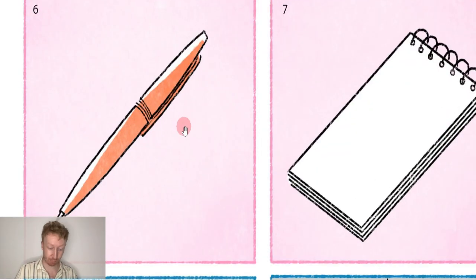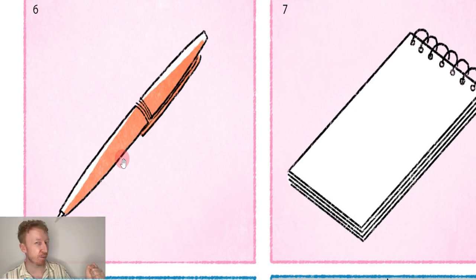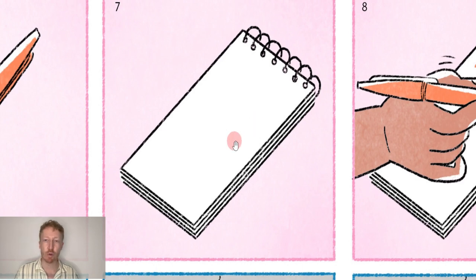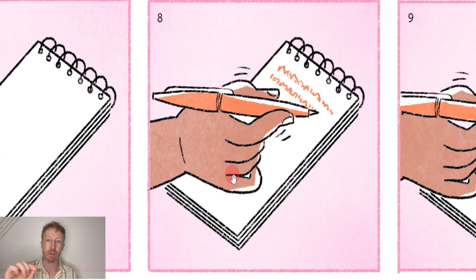This is a pen. I think it's an orange pen. Maybe it's a red pen. Maybe orange, maybe red, I'm not sure. But it's a pen. And this is a notepad. It's a notepad with white paper here on the notepad. And then he uses the orange or red pen to write down. He writes on the notepad using the red or orange pen.